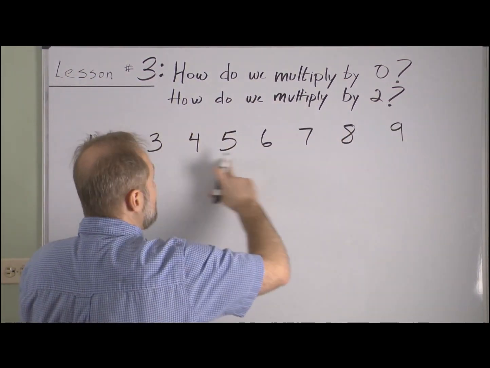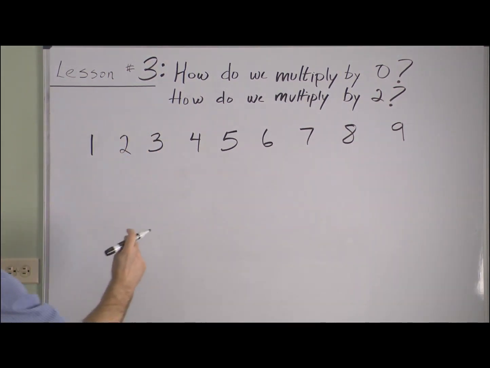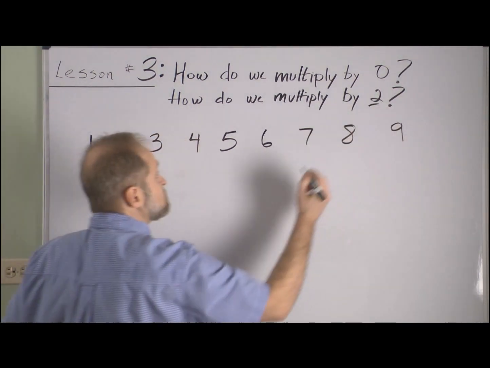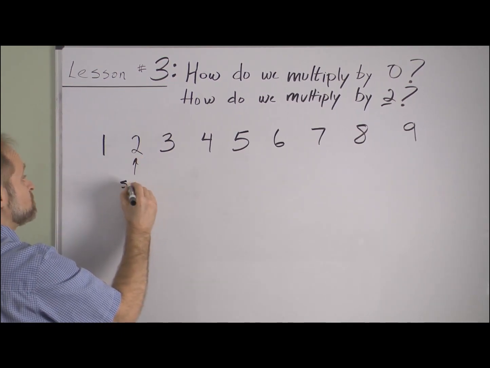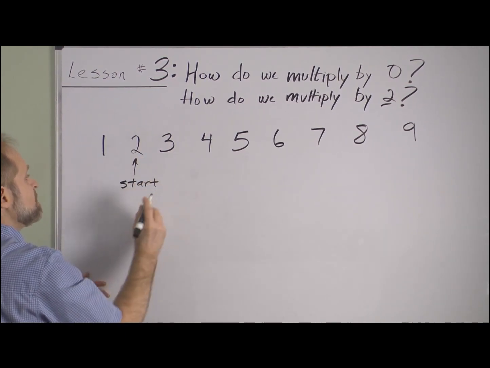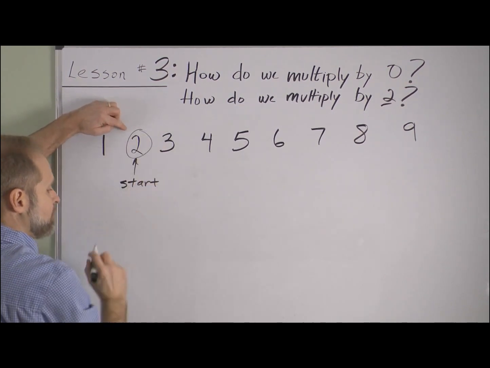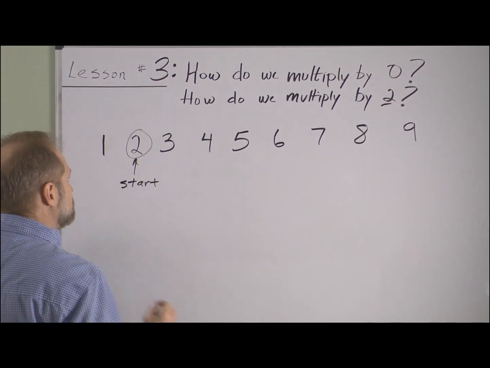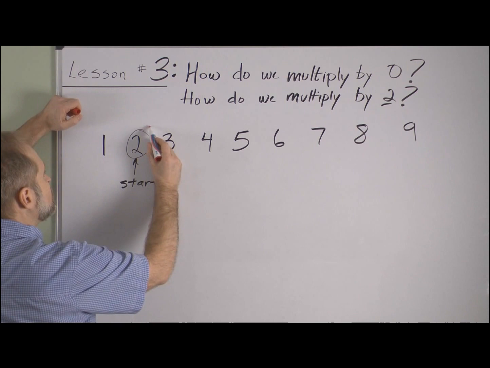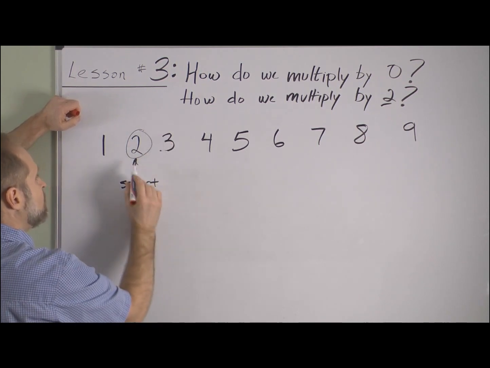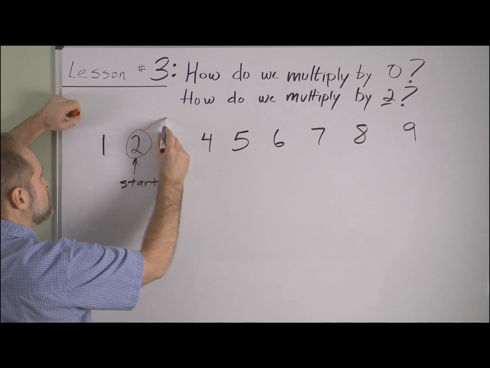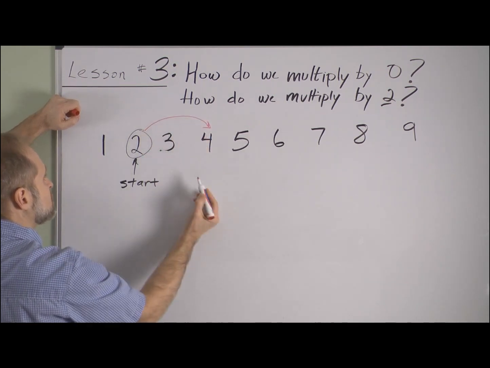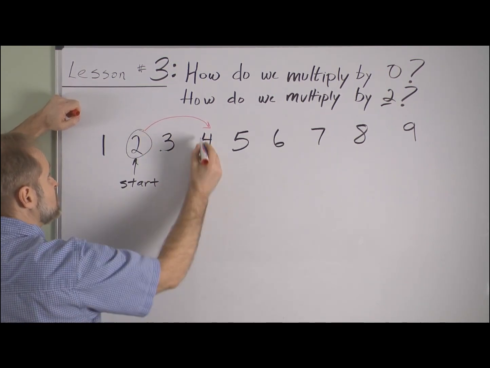Now, we can keep going on here forever, but what I want to do is skip count by 2s. That means that I'm going to start right here. I'm going to start at the number 2. But then I need to go up by 2. What does that mean? Well, if I go up by 1, I'm going to go to 3. But I got to go up by 2. So I'm going to skip 3 and go right to 4. And that's going to be my next number.